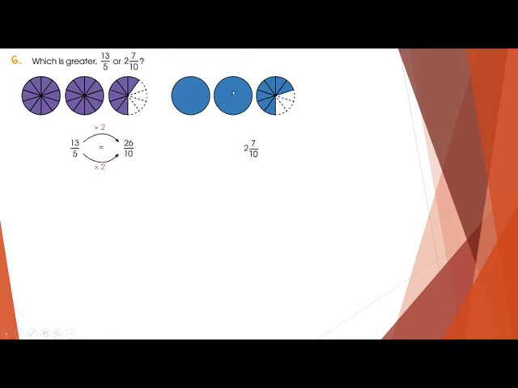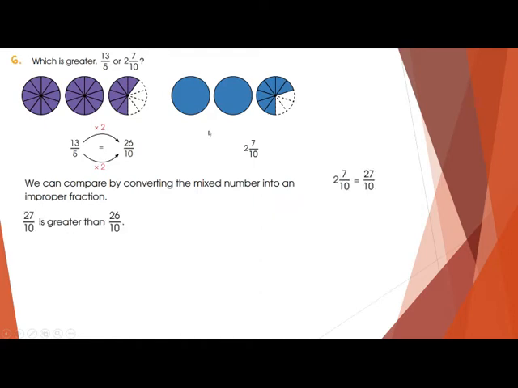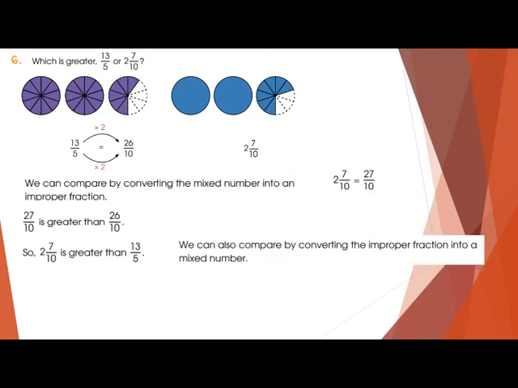So like this we can compare by converting the mixed number into an improper fraction. I already told you how we can convert it. 10 times 2 is 20, then whatever the numerator value is, we have to simply add it. 20 plus 7, you will get 27. So it will be 27/10, and you already know that 27/10 is greater than 26/10. So 2 7/10 is greater than 13/5.